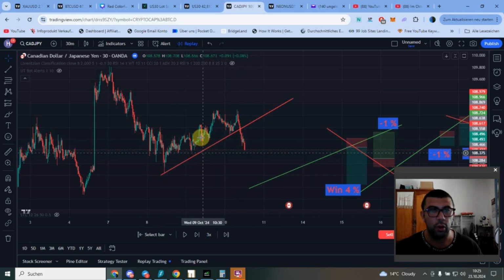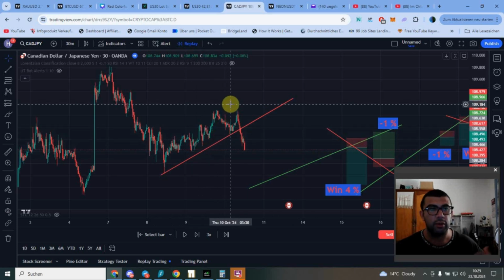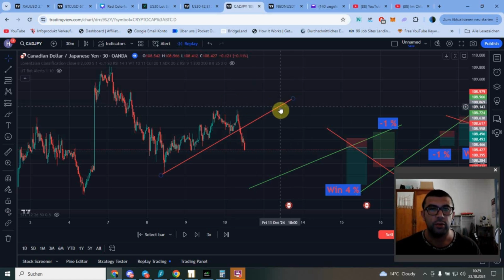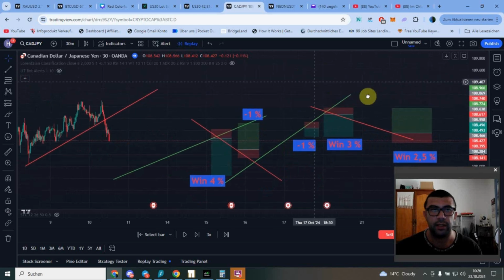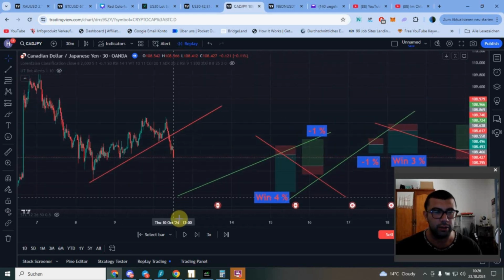We don't go with the trend. As you can see, you can actually also enter a buy trade when price hits this trend line, but we always trade against the trend. So I have prepared some live examples here, and let's play them out.